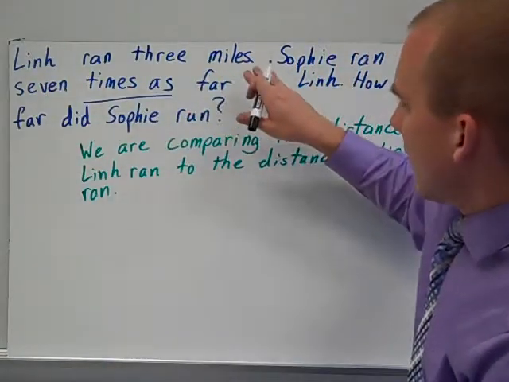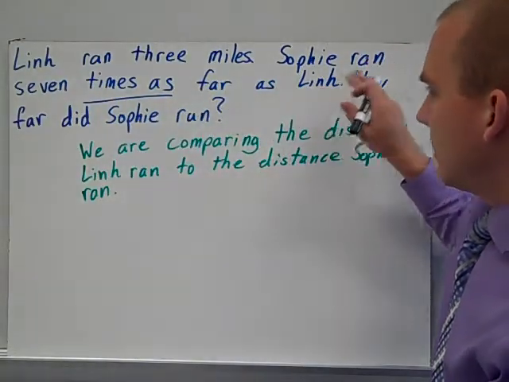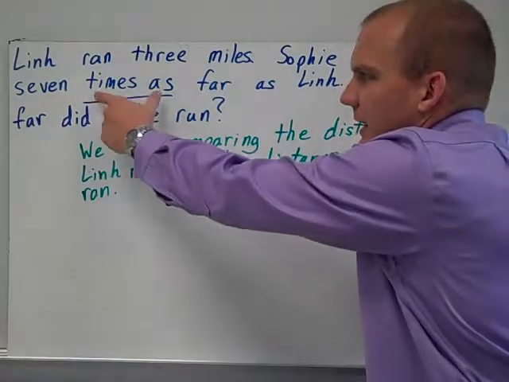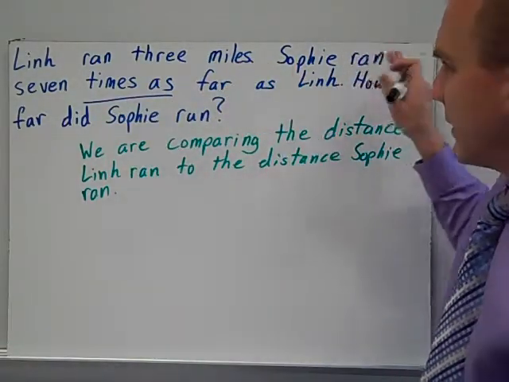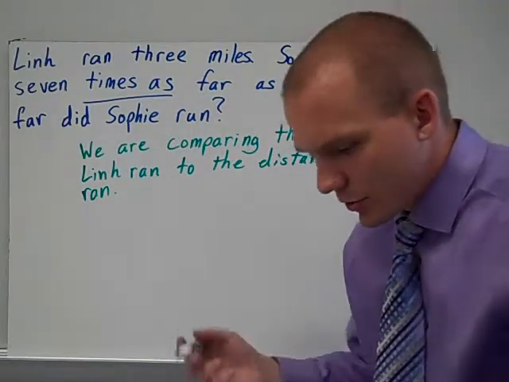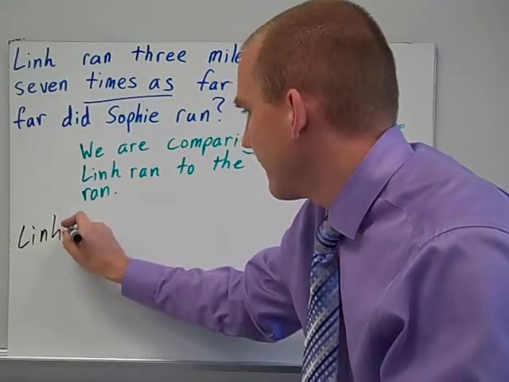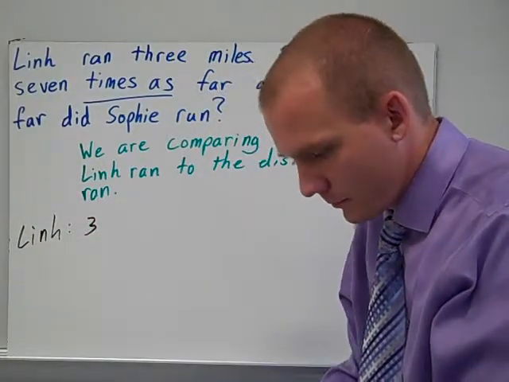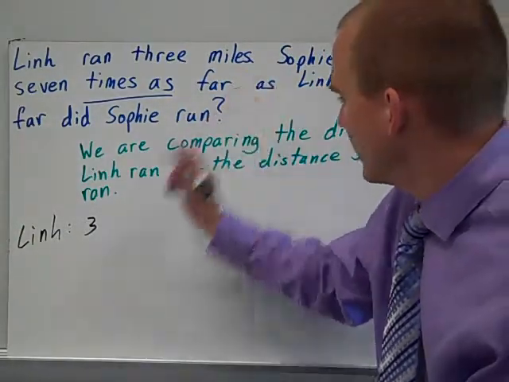Lynn ran 3 miles. Sophie ran 7 times as far as Lynn. How far did Sophie run? So when I say measurement quantities, what I mean is when you're looking at times as. We know that Lynn ran 3 miles and Sophie ran 7 times as far. So you start out and you might look at it like this, Lynn. Well, Lynn did 3. All right. We're comparing the distance Lynn ran to the distance Sophie ran. So now let's look at Sophie.